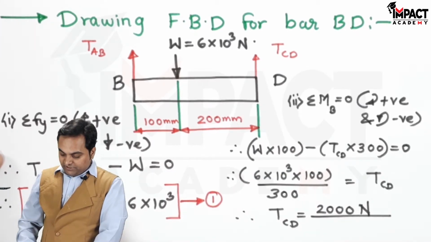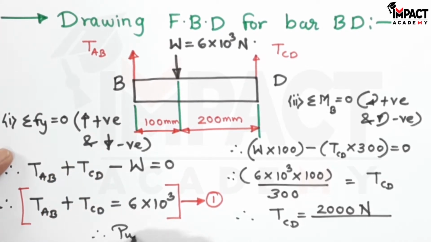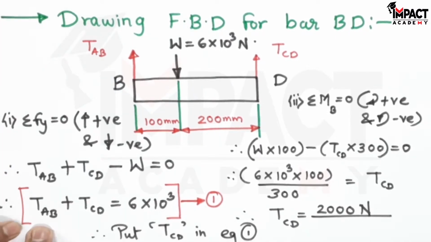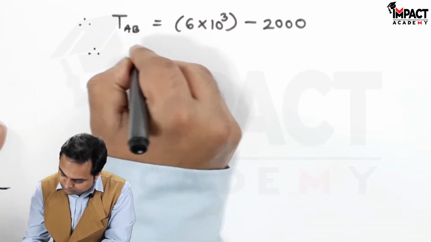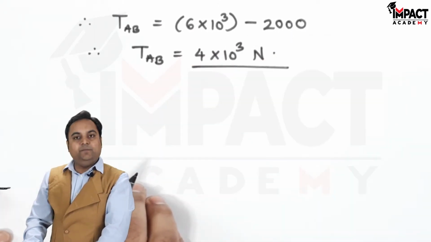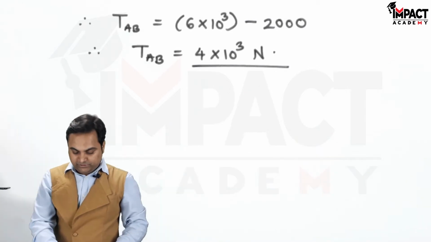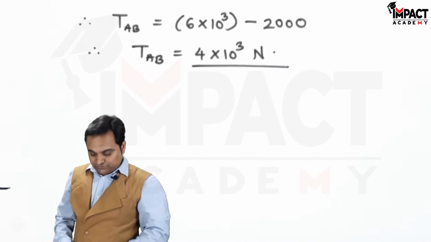Similarly, I'll put this TCD value in equation number 1. So therefore, put TCD in equation 1. So we can get TAB, that would be 6 into 10 raised to 3 minus 2000. So tension in wire AB comes out to be 4 into 10 raised to 3 Newton. Now I would be calculating both the deflections side by side so that we can compare the values.